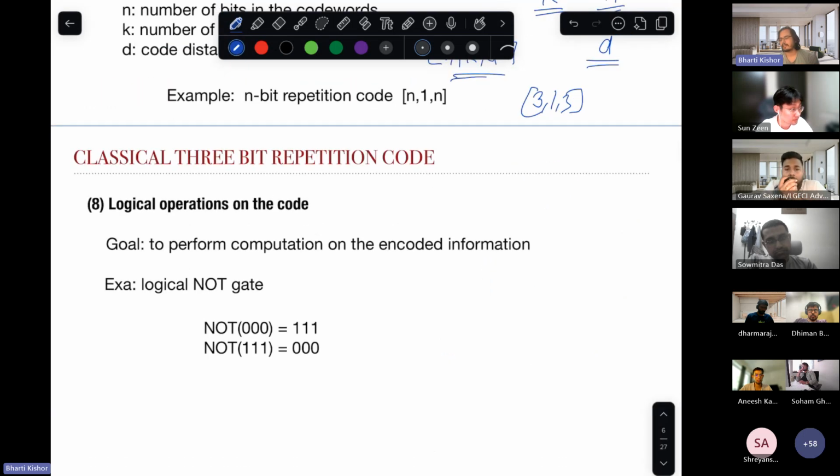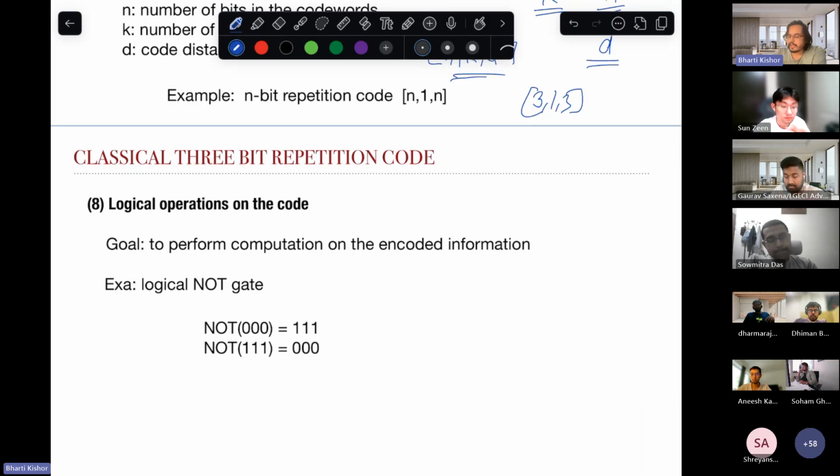Okay. So we talked about this notion of distance also. We talked about error detection. We talked about error correction. So far, we have not talked about anything quantum. There's nothing quantum that we have discussed so far. But a basic idea of error correction, I believe you already got.